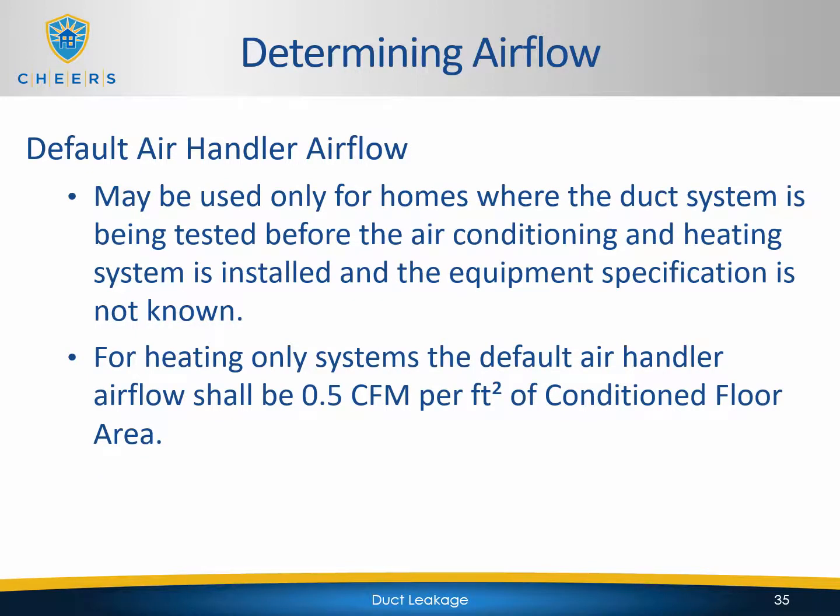So the first option, and most likely the least used, is going to be the default air handler airflow. This is to be used only for homes where the duct system is being tested before the air conditioning and heating system is installed and the equipment specification is not known. If you know the size of the heating and cooling equipment, you cannot use this method, which is why it's not going to be used very often. If it is a heating only system, the default air handler airflow shall be 0.5 CFM per square foot of conditioned floor area.